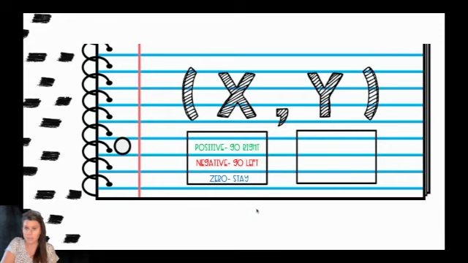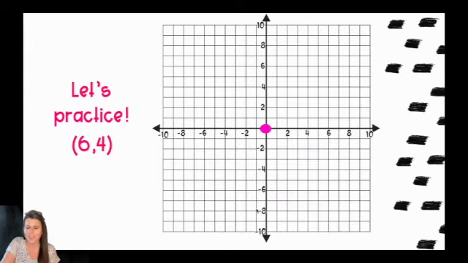For y, it's a little bit different. If it's positive, you go up from your x value that you just drew to, which we're going to see what that means in just a second. If it's negative, you're going to go down. And if it's 0, you're just going to stay where that point is. So let's take a look.